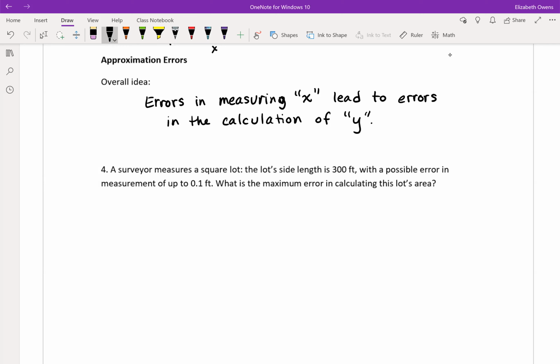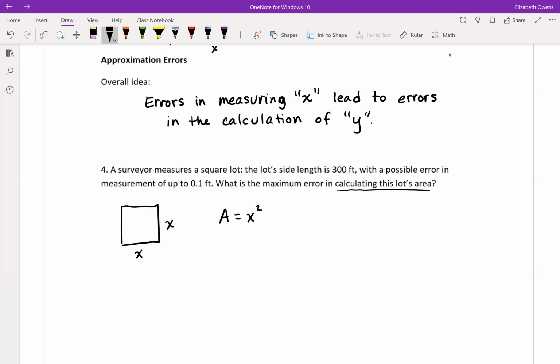So we want to set up an equation for calculating this lot's area. It is a square lot with, we'll say, sides of length x. And so the area of this lot is just going to be x squared. Very exciting. Now, how we can look at this is with using differentials. That's why this is in section 3.9.